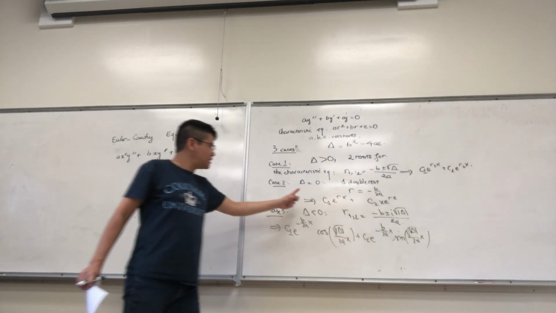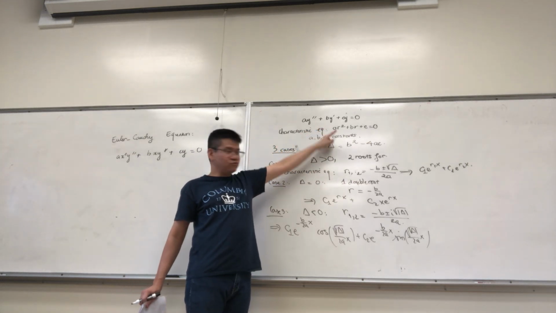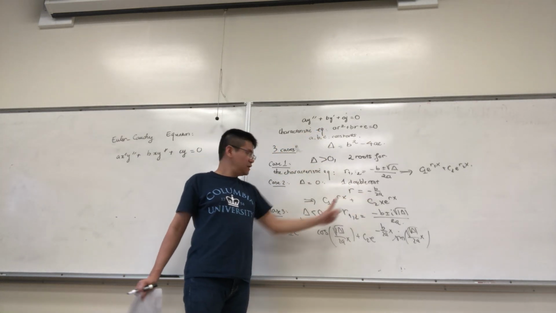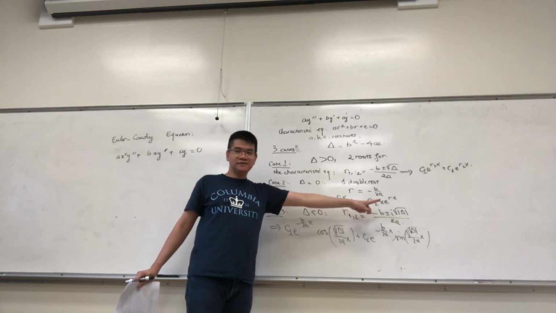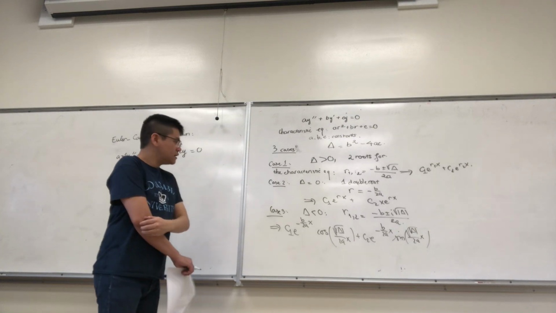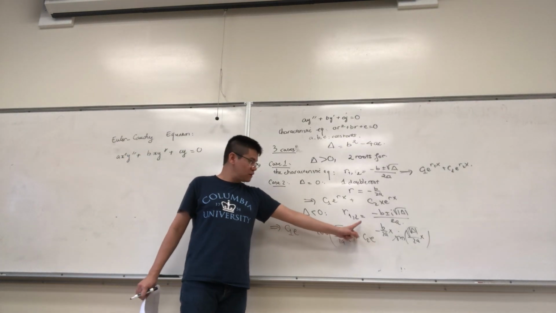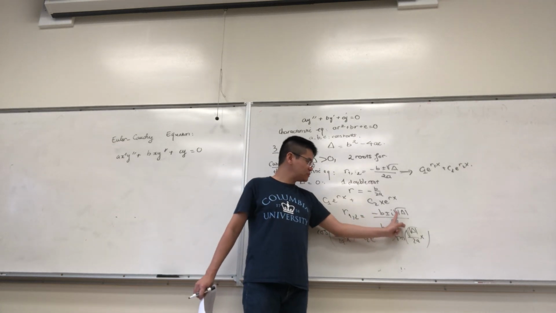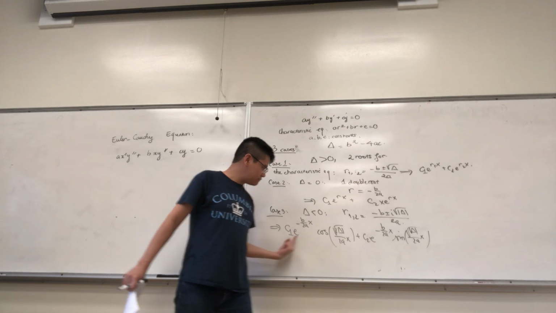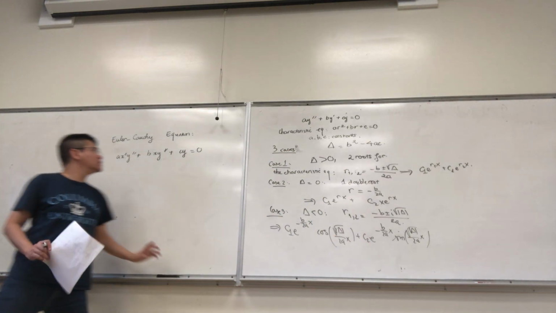If delta is 0, this characteristic equation has a double root, which is minus b over 2a, and then this gives you C1 e to the Rx plus C2 x e to the Rx. In the last case, delta is negative, you have two roots, but they're both complex numbers: minus b plus or minus i square root of delta over 2a, and then you have this and this. Now, this is what we reviewed.